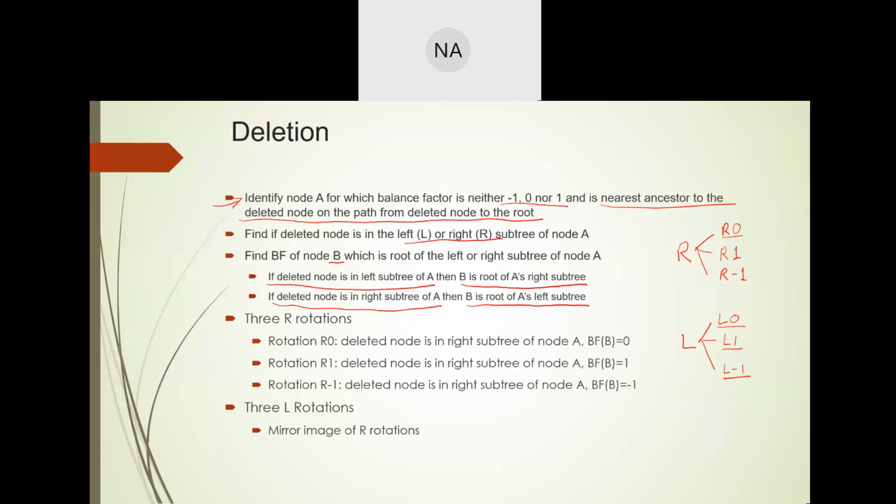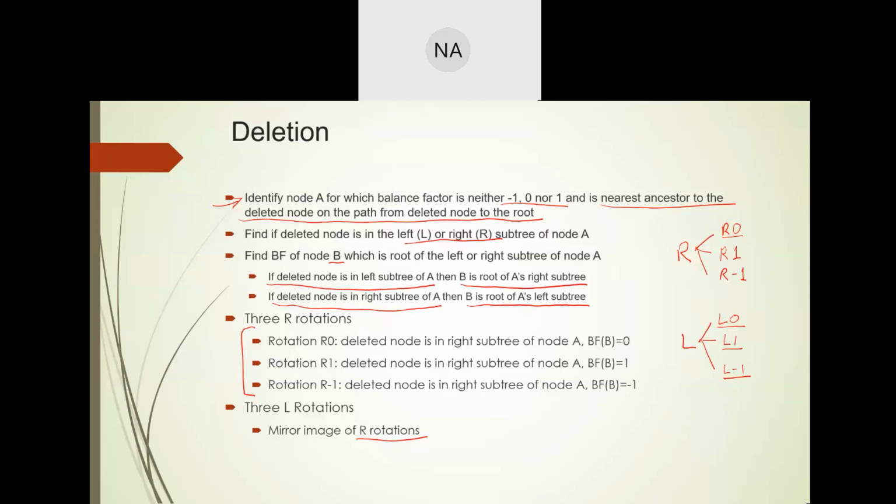Okay, so L rotations are exact mirror images of R rotations. You have to just interchange left with right and right with left. So we will discuss only the R rotations, R0, R1 and R minus 1, and then you can obtain L rotation by interchanging left with right and right with left.